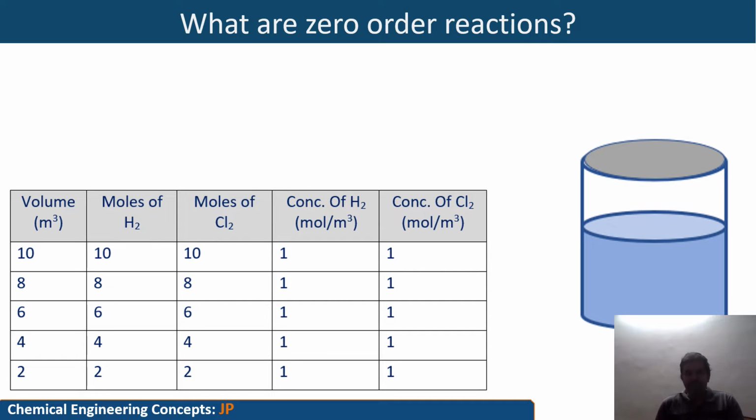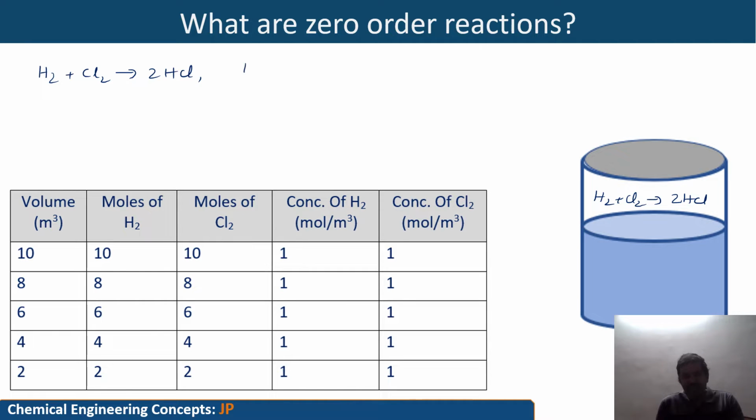Hi all. So today we'll learn what zero order reactions are and how they are different from other reactions. To understand, let us consider a pool of liquid, as you can see here, over which I place hydrogen and chlorine. This will undergo reaction to give hydrogen chloride. So I'll write the reaction here: hydrogen plus chlorine undergo reaction to give 2HCl.